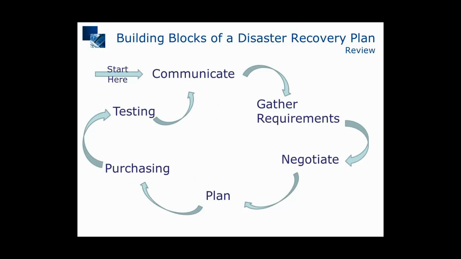You're going to test. And after you test, you're going to go back to communicate. Then you're going to go back to gather requirements. You're going to negotiate again, plan again, purchase again. It will be a continuing cycle. Typically, we talk about life cycles technology-wise where you develop it, you deploy it, you sustain it, you end-of-life it. A DR plan, unless your shareholders don't want your company to continue, you'll always have a DR plan. It's the one cycle that will be perpetual.